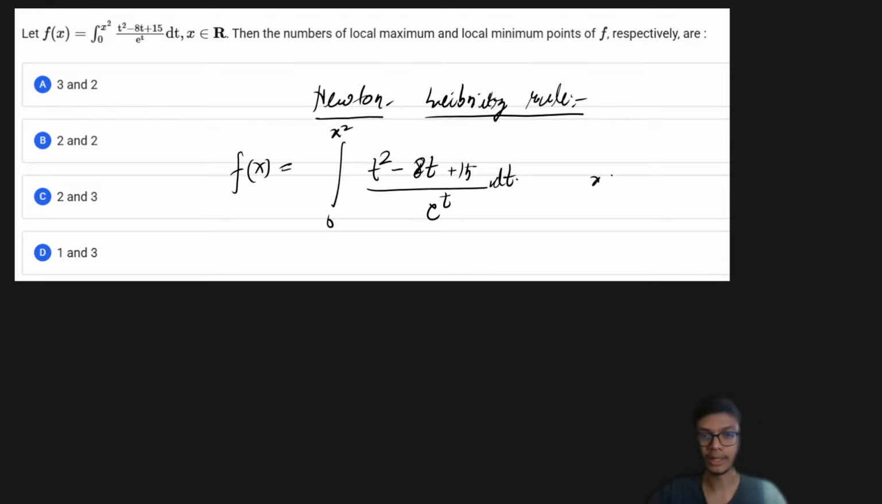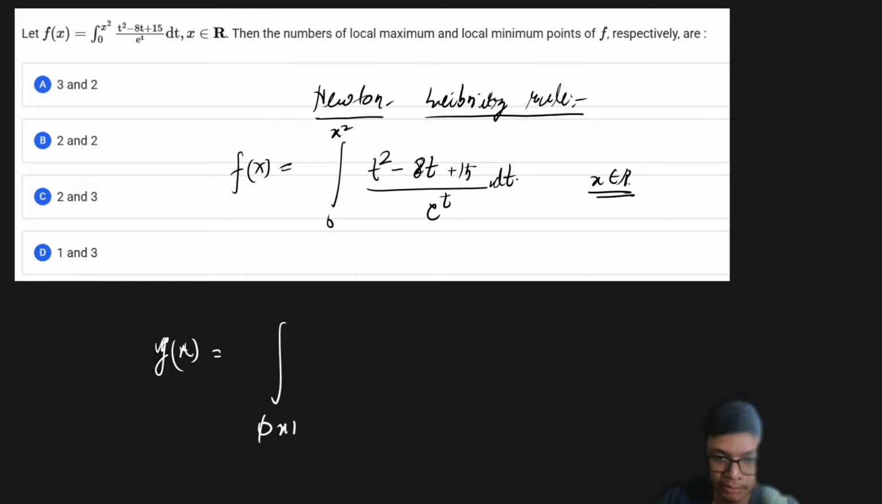And it is said that this holds for all x belonging to the real numbers. Now, from this particular part, we have to find the number of local maxima and local minima of this function f. In order to find them, we have to differentiate it. Now, I would like to recall the concept of the Newton-Leibniz rule. Whenever we have a variable definite integral, let us say g of x, going from phi of x to psi of x, and the integrand inside is f of t dt.